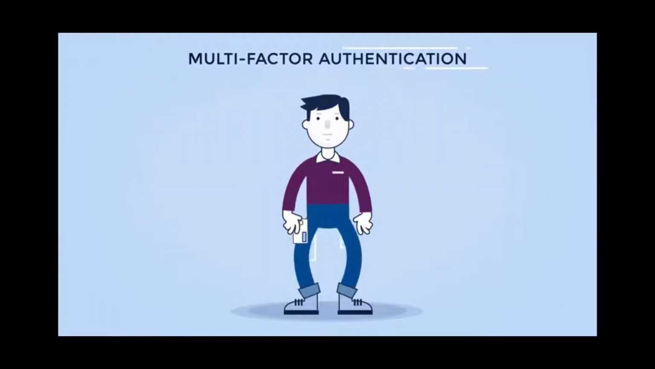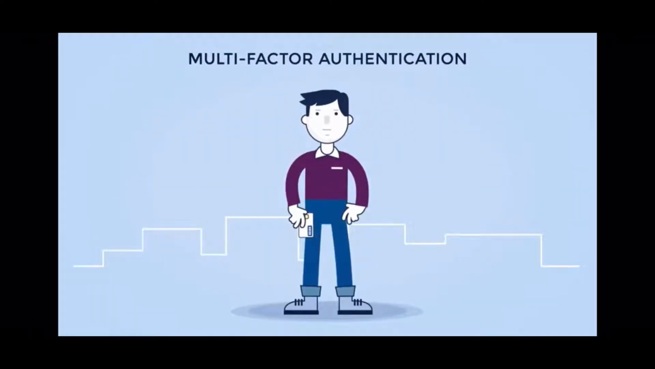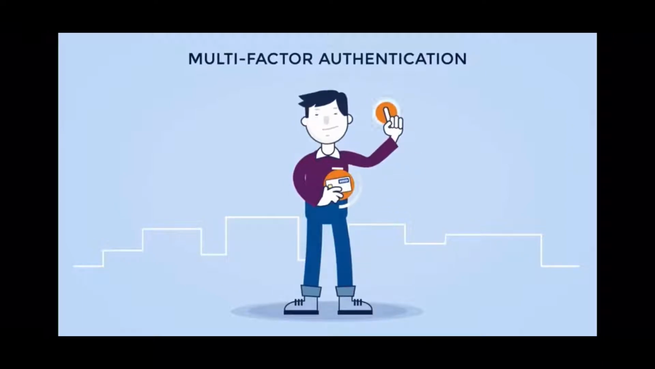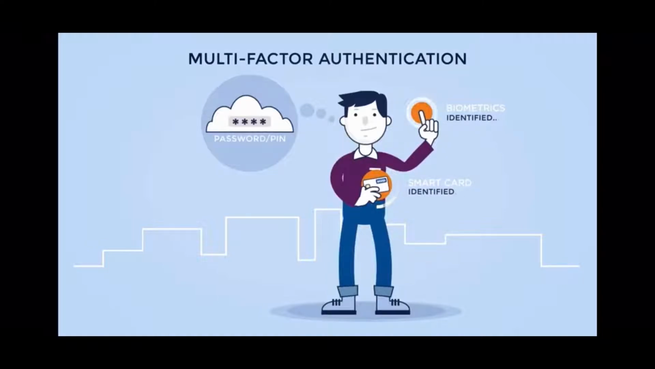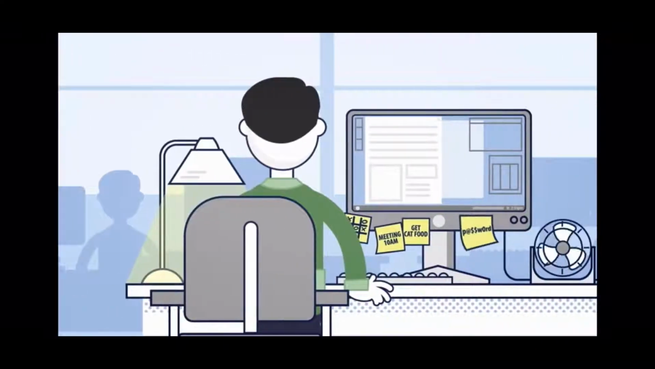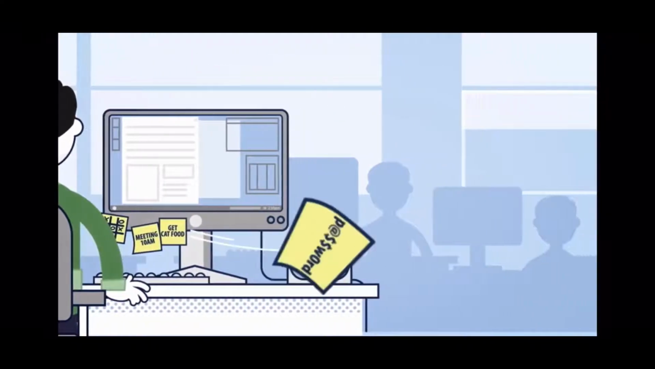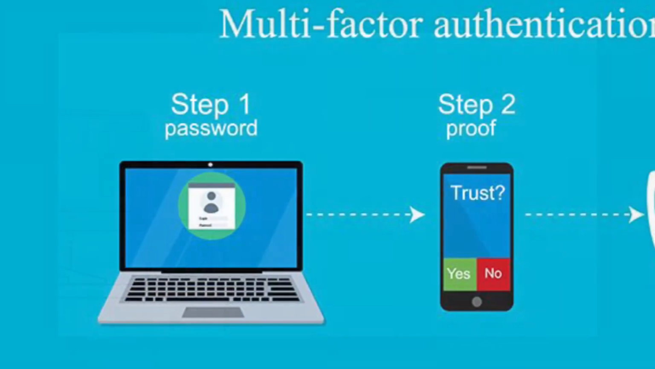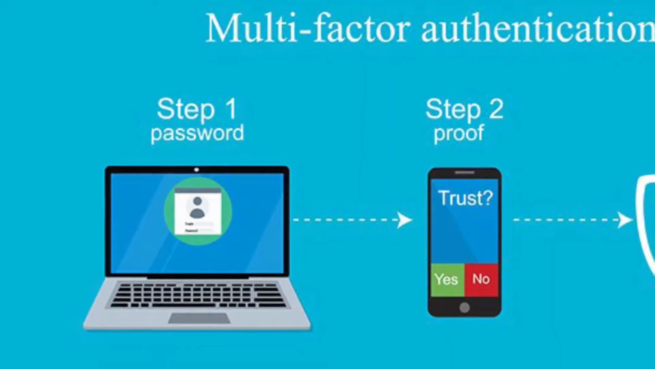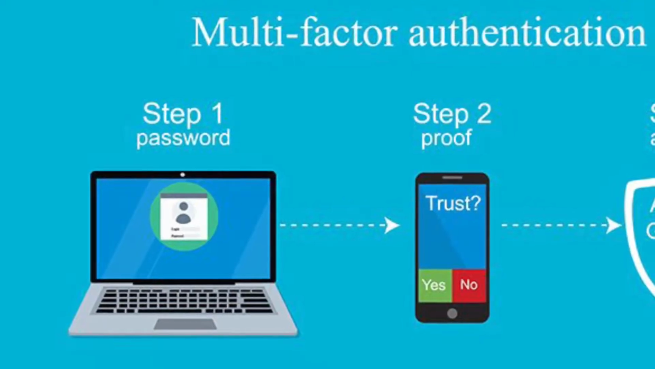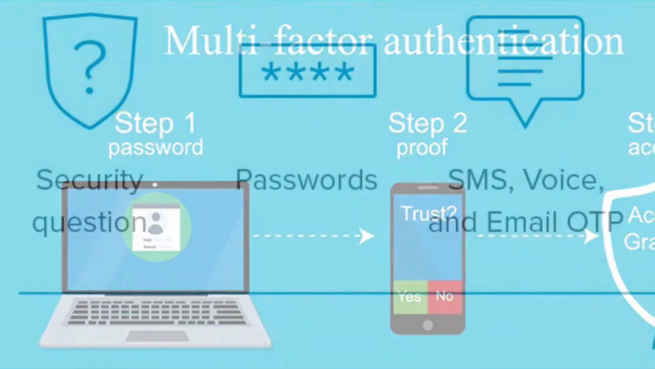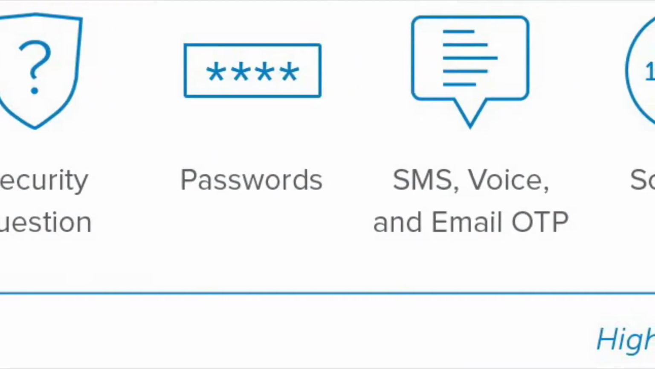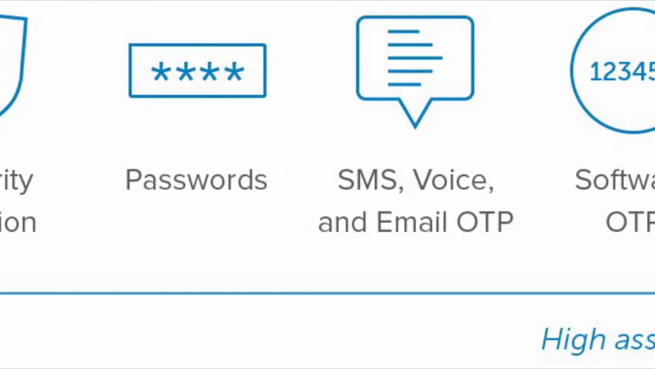What is multi-factor authentication? It is an authentication method in which a computer user is granted access only after successfully presenting two or more pieces of evidence to an authentication mechanism: knowledge, possession, and adherence. Two-factor authentication is a type or subset of multi-factor authentication. There are many different types of multi-factor authentication.